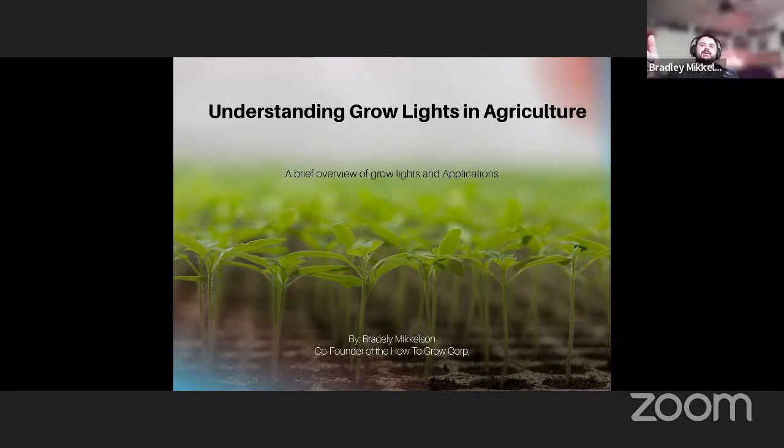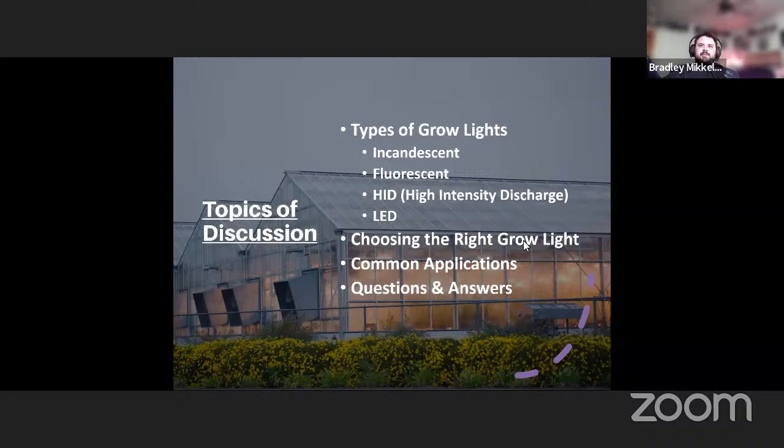How's that? Perfect. All right, so understanding grow lights in agriculture and how they affect plant growth. We're going to keep this very basic and just start at the bottom, and feel free to chime in with questions at any point in time, so we can go into further detail if needed. But first thing we want to look at in this presentation is the topics of discussion. We're going to be looking at the different types of grow lights and choosing the right application for the grow light, common applications, and then we'll have some time left over at the end for questions and answers.